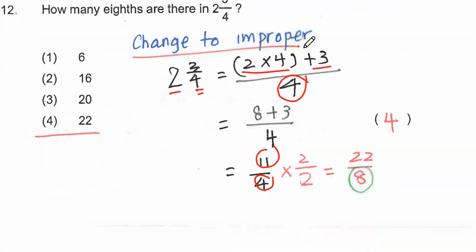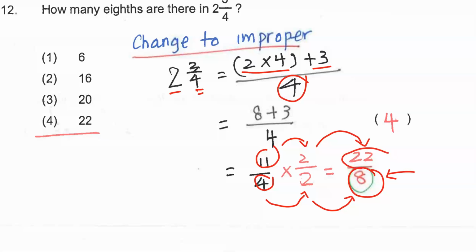But we are supposed to find how many 8s. It means this over here. How many 8s? So 4, we know, can change, times 2, to denominator 8. The top, 11, must times 2, so it has changed to 22. So there are 22 8s over here. There are 22 8s in this mixed number, 2 whole and 3 over 4.